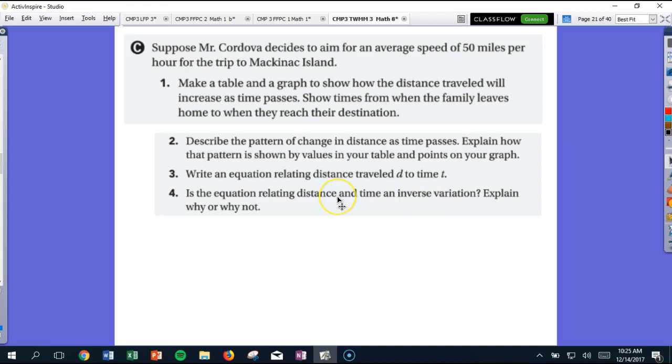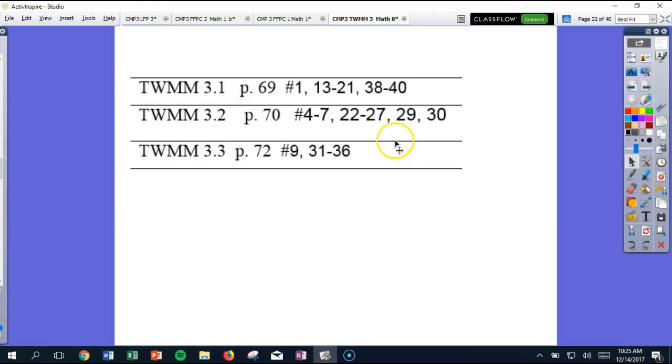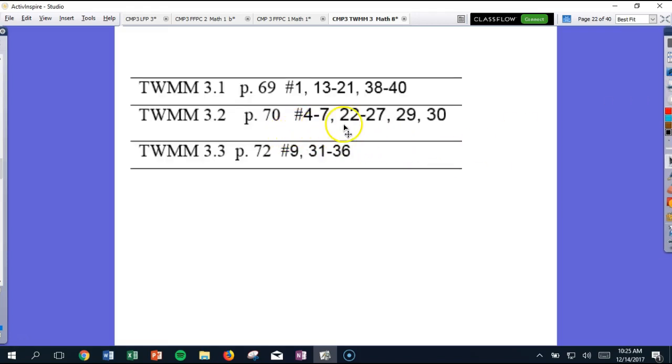Now we need to determine, as we've gone through this, whether this is an inverse variation or a linear relationship. Hopefully after going through A and B and then on to C, you will be able to determine that difference. ACEs for 3.2 are 4 through 7, 22 through 27, 29, and 30.